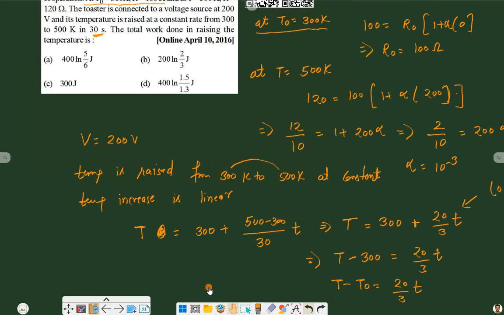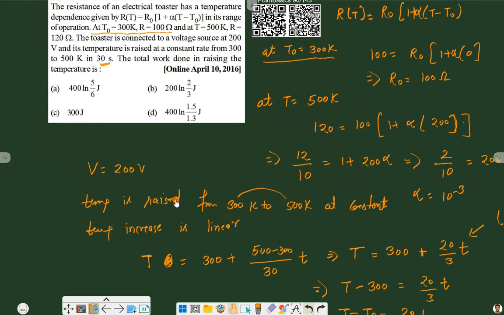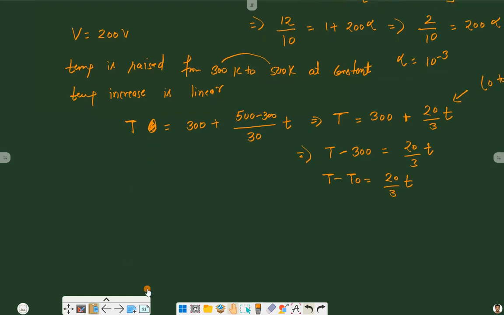Now coming to the last part, total work done in raising the temperature. So we have to find out total work done, and we know that power is just the rate of doing work. So work done will be power into time, or we can say small work dW is equal to P dt, and power will be potential by resistance, V square by R. So dW will be V square by R into dt.